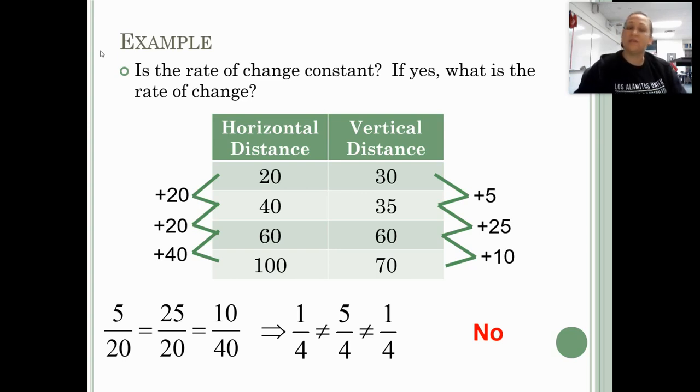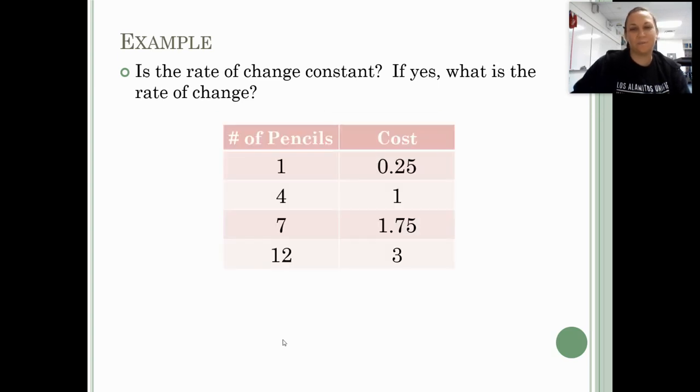So sometimes these tables don't work out. Sometimes they don't give us a constant rate of change. That's also why you have to check all the numbers. You can't just check the first one and say, yep, the answer is 1 over 4. You have to make sure that they're all consistent. Let's try one more just for good measure, and then we'll be done for today's notes.